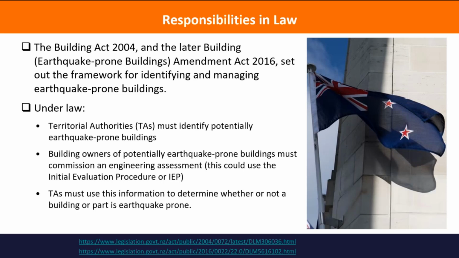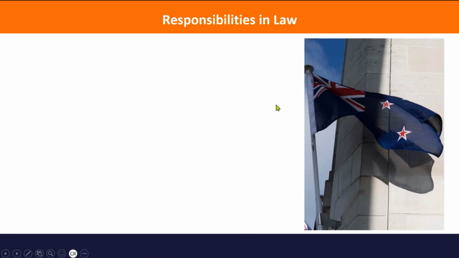If the assessment comes back that it's got a percentage NBS less than 34%, then the engineer informs the building owner, who then informs the territorial authority that it's less than 34%. The territorial authority may say, that looks like an earthquake-prone building, and we may need to put it on the earthquake-prone buildings list and have a nice plaque on your building that says, this is an earthquake-prone building, but don't panic.